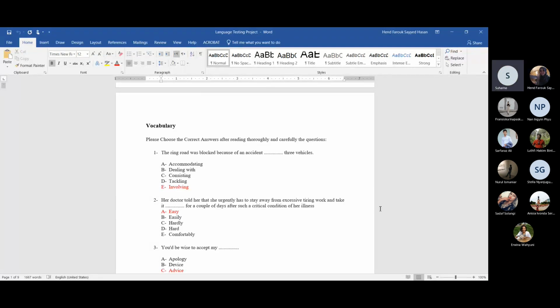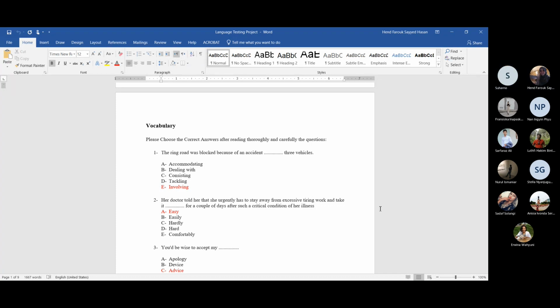For the options, don't use capital letters, like accommodating, not a capital letter but a small letter, because it is part of the sentence: an accident involving three vehicles. So use small letters for accommodating, dealing with, consisting, tackling.